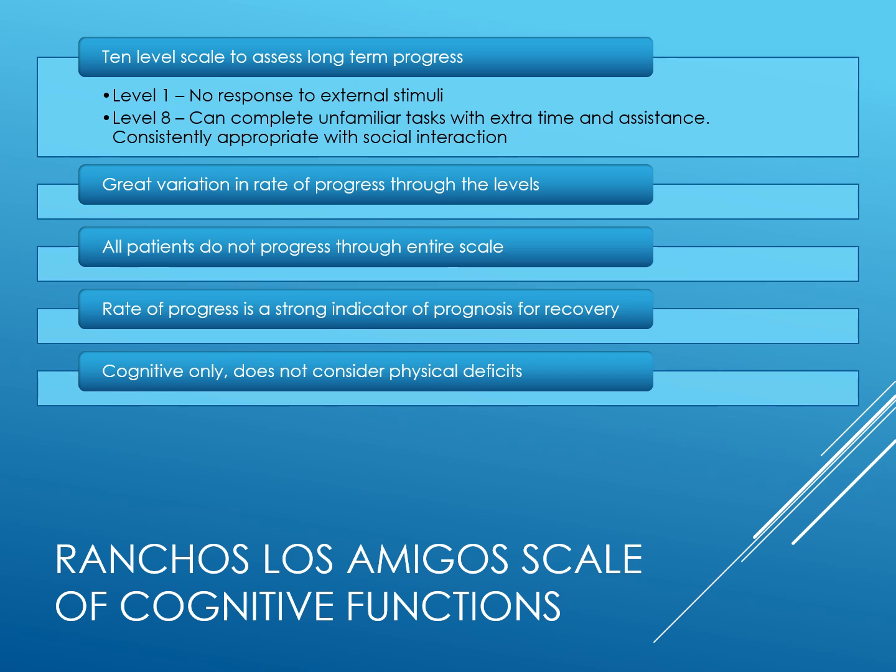Whenever a patient is discharged, their Ranchos level will be given to the next level of care. So that facility or the person who is seeing that patient for therapy will have an idea of the patient's functioning level. Also on the discharge summary will be the patient's rate of progress through the scale. The faster the progress through the levels, the better prognosis for fuller recovery. Lastly, one of the issues with the Ranchos is that it doesn't consider any physical symptoms.